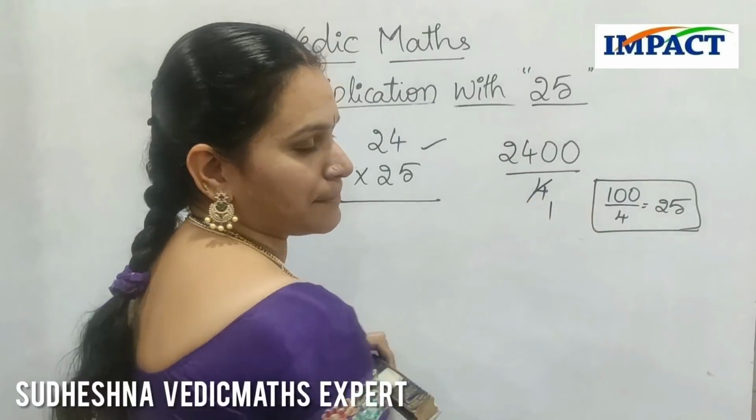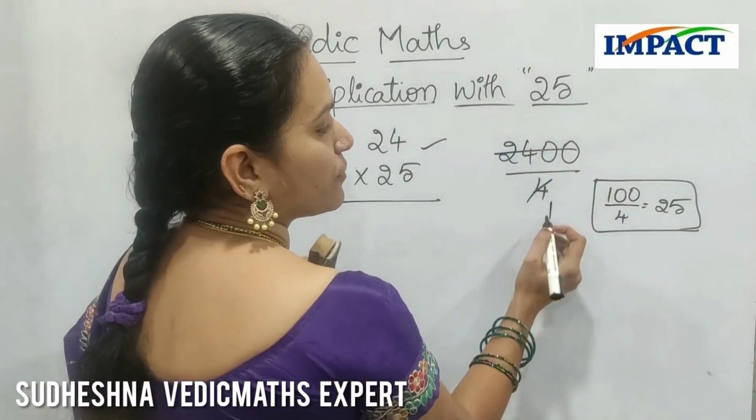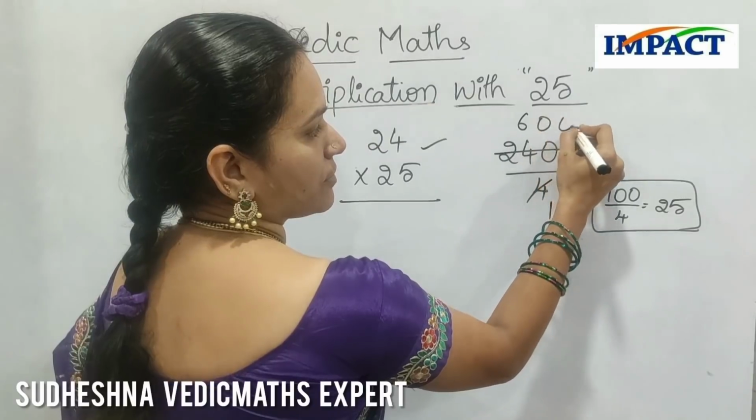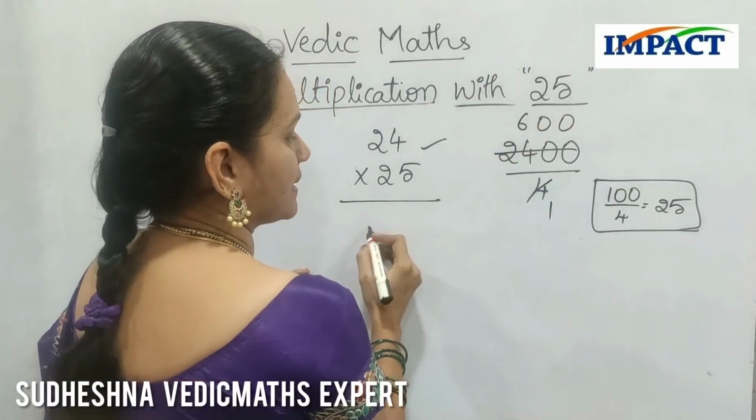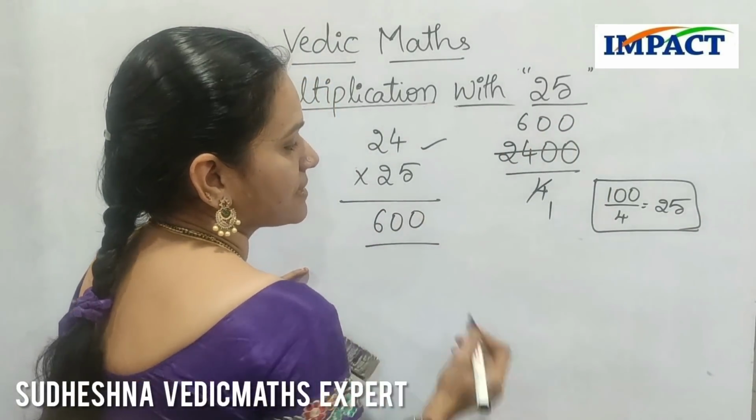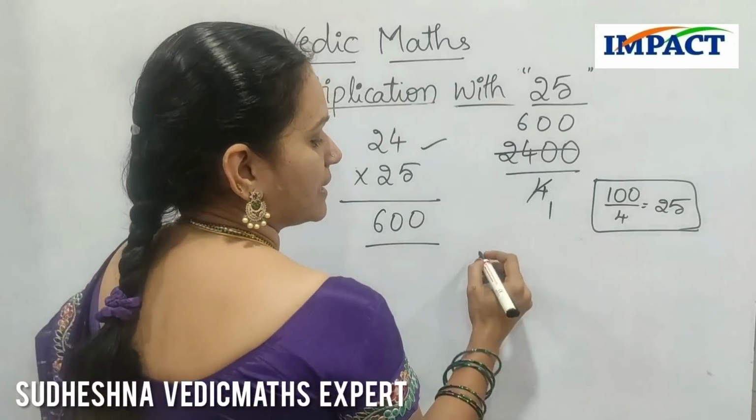Right? I think the 4 table is very easy for you. Yes. 4 1s are 4, 4 6s are 24. Yes? 2 zeros I am writing here. What is the answer now? 600. Is it clear? Yes.